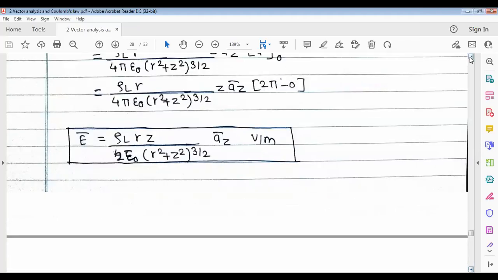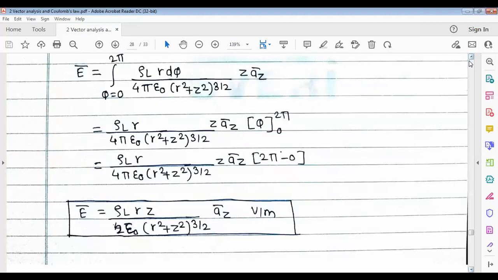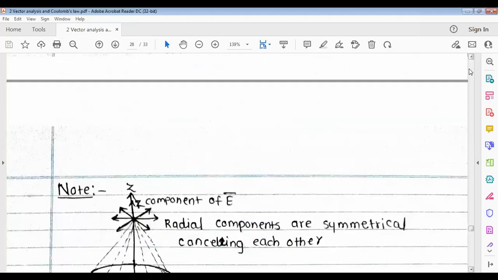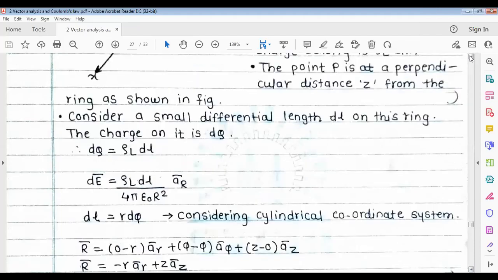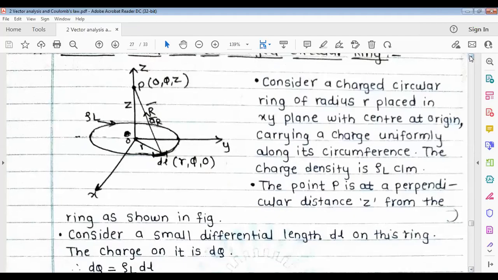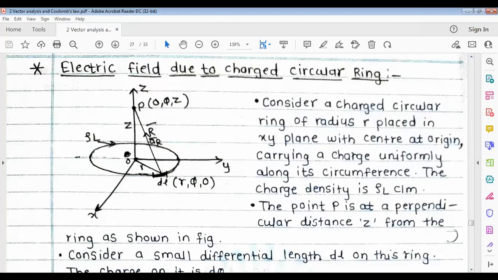This derivation is not as lengthy as the previous two. Have you understood this derivation? Yes or no? And today only I will upload the notes, so don't worry about this. Yes, have you understood the derivation?